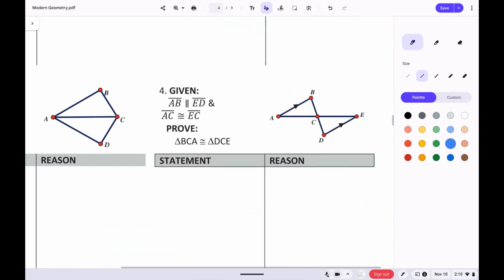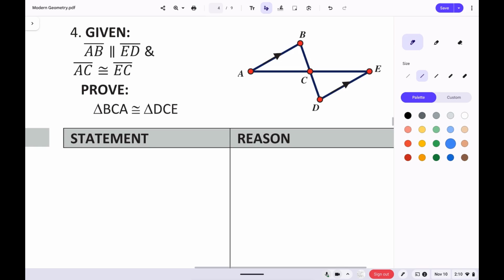So if we look at number 4, because that should be the only one that's left on this page, we want to first begin with our given information, okay? So what does the given information even say for this problem? Like, how would you read this first part? We should be saying that side AB is parallel, that's what those double bars mean, to ED.